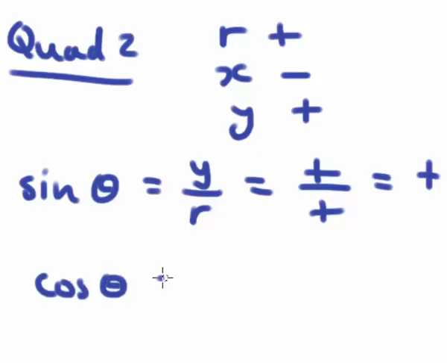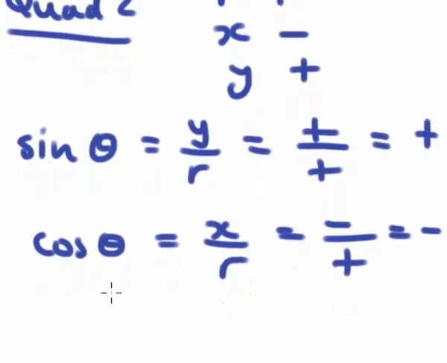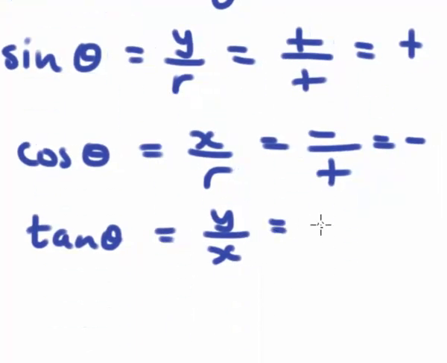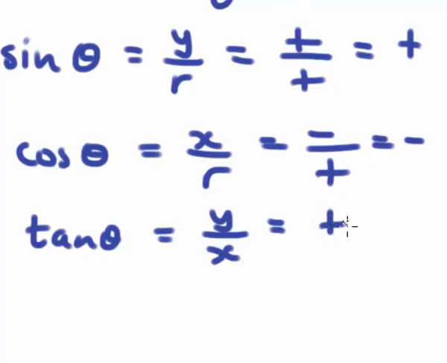Then we've got the cos of theta is x over r, and now watch this, this is interesting. The x is negative, and we're dividing by a positive radius, giving us a negative. The tan of theta is the y over x, opposite over adjacent. The y is positive, but the x is negative. So plus over minus is minus. Now notice, sine is positive in quadrant 2, but cos and tan are negative. Okay, let's go to quadrant 3.